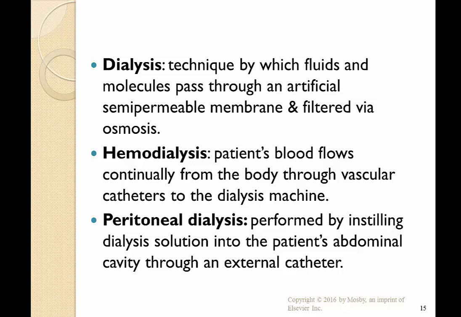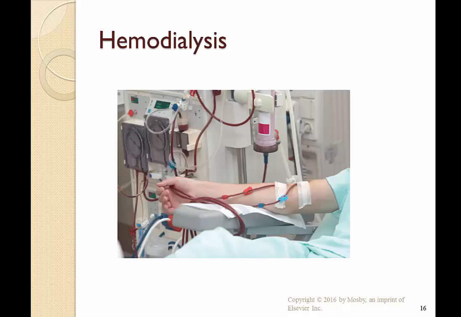Patients can also get what's called peritoneal dialysis. This is performed by instilling a dialysis solution into the abdominal cavity through an external catheter. The fluid sits in the abdominal cavity for a specific amount of time, and with the fluid in there, things are pulled into the fluid, electrolytes and volume, and then the fluid is drained from the person's body. This is a picture of what hemodialysis might look like.